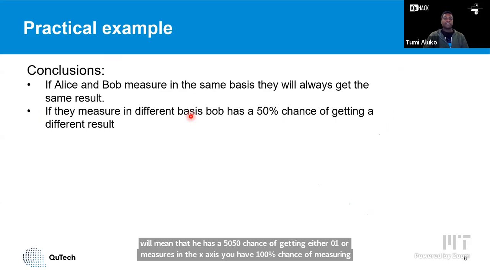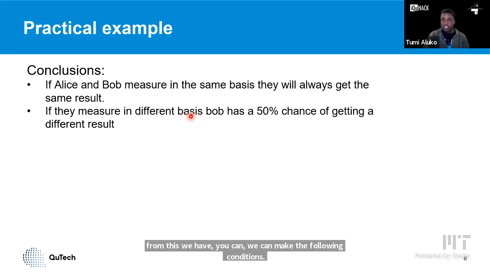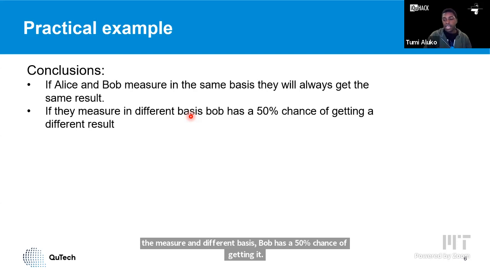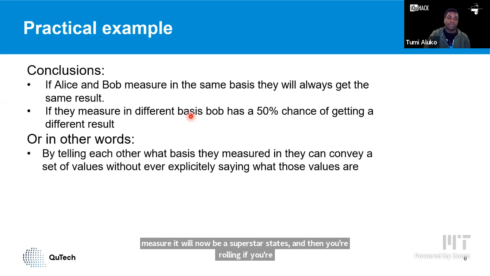So from this, we can make the following conclusions. If Alice and Bob measure the same qubit in the same basis, they will always get the same results. However, if they measure in different bases, Bob has a 50% chance of getting a different result. As in the basis that Bob is measuring in, the state that Alice measured will now be a superposition state, and then you're tossing a coin.